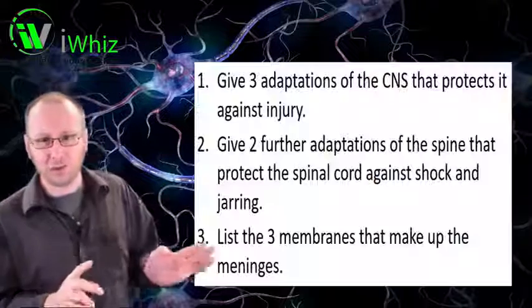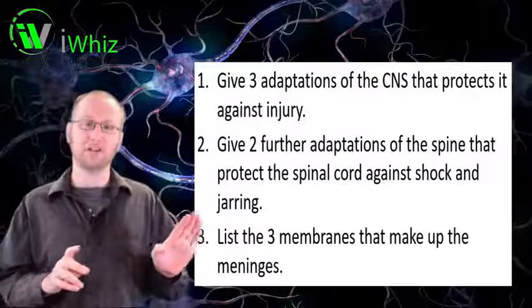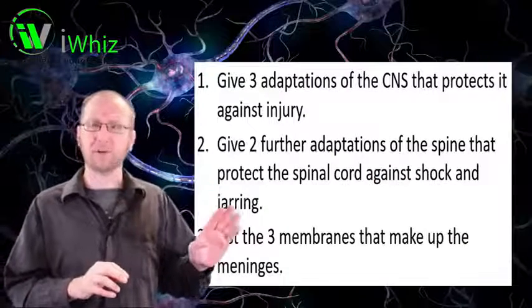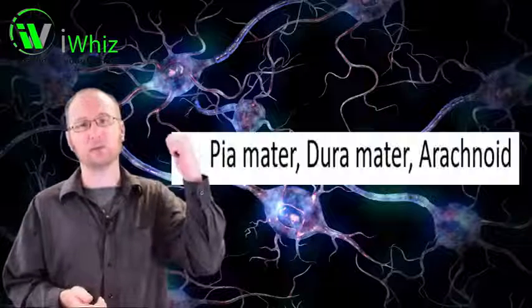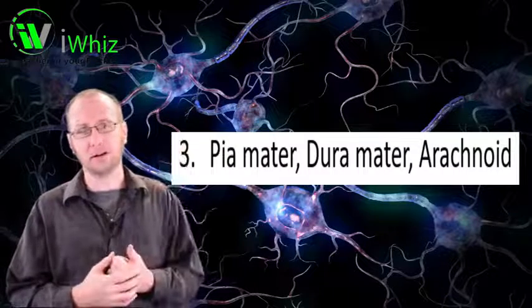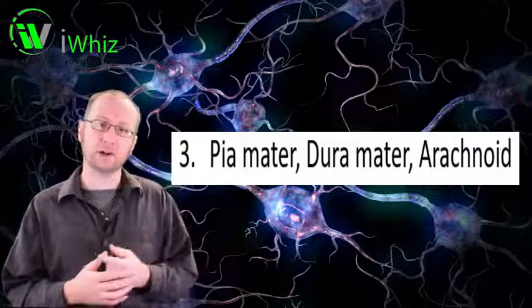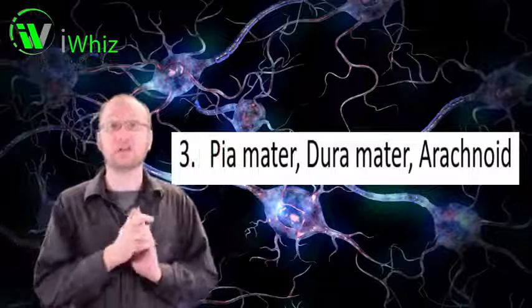Okay, then the last question, number 3, list the 3 membranes that make up the meninges. Okay, so we have the outer layer, which was the dura mater, the middle layer, which is the arachnoid, and then the inner layer, which is the pia mater.